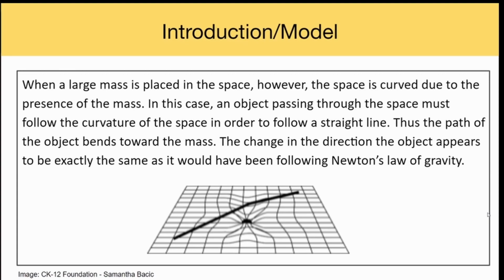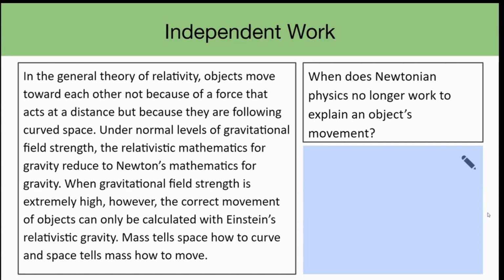The change in the direction of the object appears to be exactly the same as it would have been following Newton's law of gravity. I'd like you to answer this question. When does Newtonian physics no longer work to explain an object's movement?